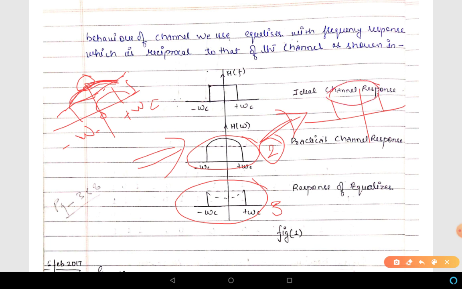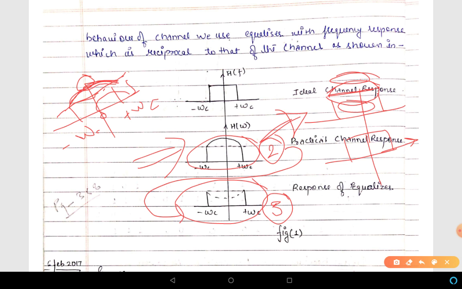So what is the cascading effect? A signal which is passed through this is applied at the input of this, then what will happen? This effect will be nullified by this effect, and we will get a flat response. And this is what the equalizer does. So what is shown in figure 3 is basically the transfer function of the equalizer. So an equalizer is something which equalizes the distortion introduced by the channel.